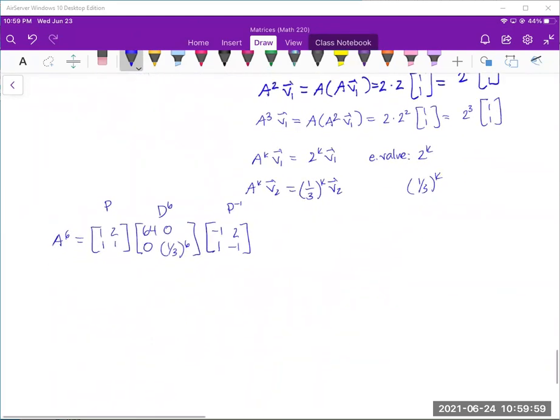We could leave it in this format, or we could multiply out. So we would get 64, 64. And then 2 times 1/3 to the 6th. 1 times 1/3 to the 6th. And take this product as well.